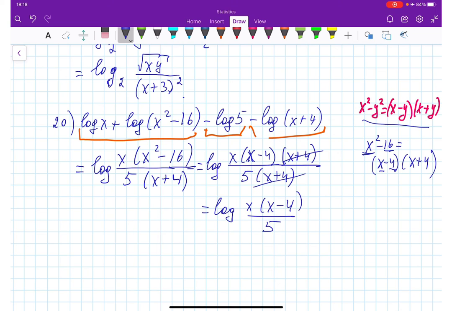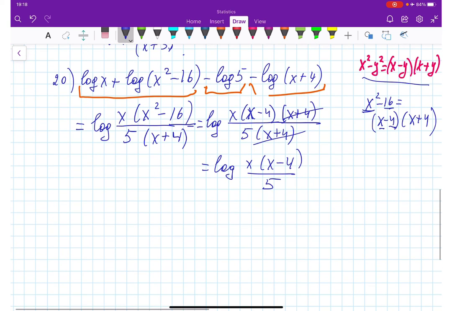base change. We are going to do base change and evaluate. So changing of base. So question number 21. All right, what are we gonna do?